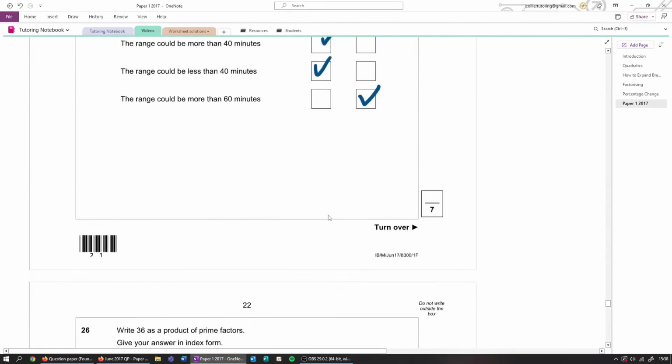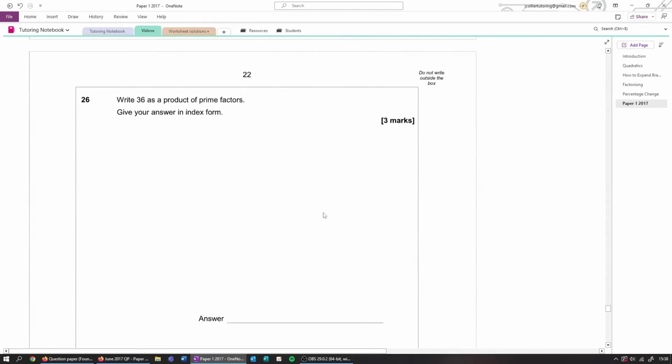Okay, so write 36 as a product of its prime factors. I like these ones, they're very nice. I like to think they're quite nice marks to get. I've said the word nice a lot. So this one here, you just want to write 36 as a product of its prime factors.